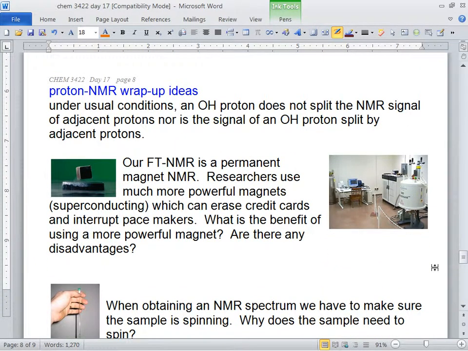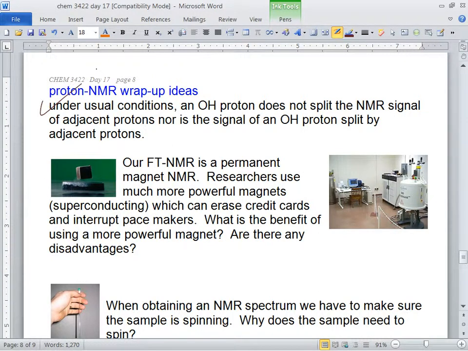Proton NMR wrap-up ideas. Under usual conditions, an OH proton doesn't split the NMR signal of adjacent protons. We've got this n+1 rule. You'd like to call the hydrogen sitting there an individual group so it can do its splitting, but no, you can't. You really don't. And we'll have an example of this coming up when we do ethanol.